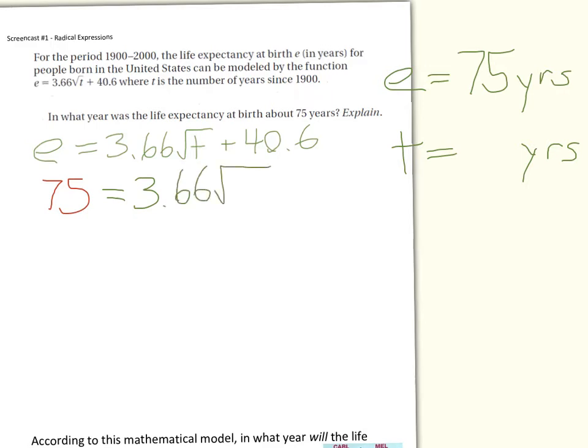Knowing that we don't know what T is, we are ready to go. And that's what we're solving for. So here's the equation again, in which I've plugged in 75. Now we have to solve for T. Now if we look at that, we might think that looks awfully complicated. 75 is equal to 3.66 times the square root of T plus 40.6.